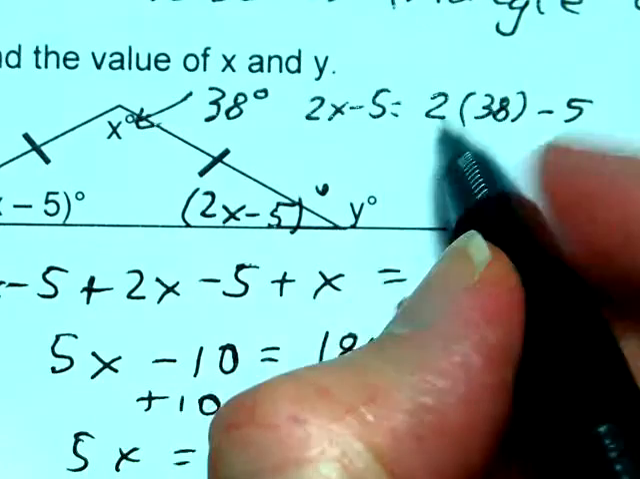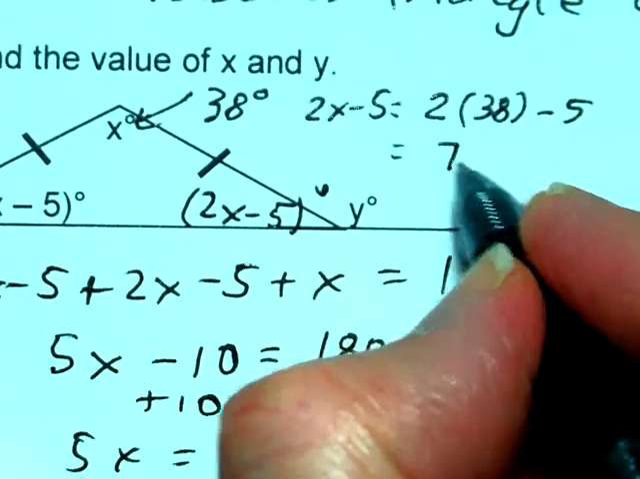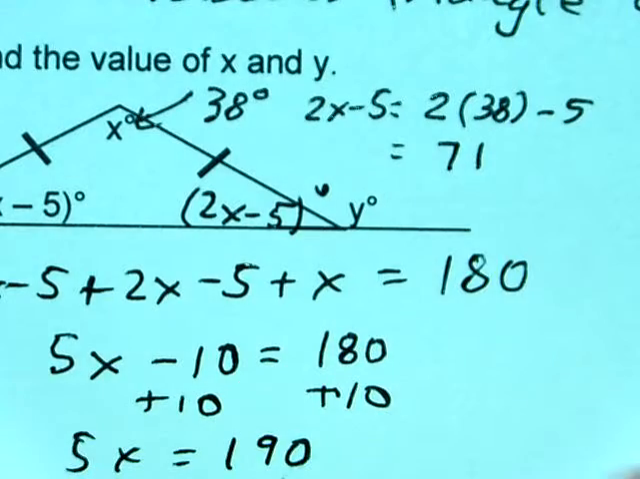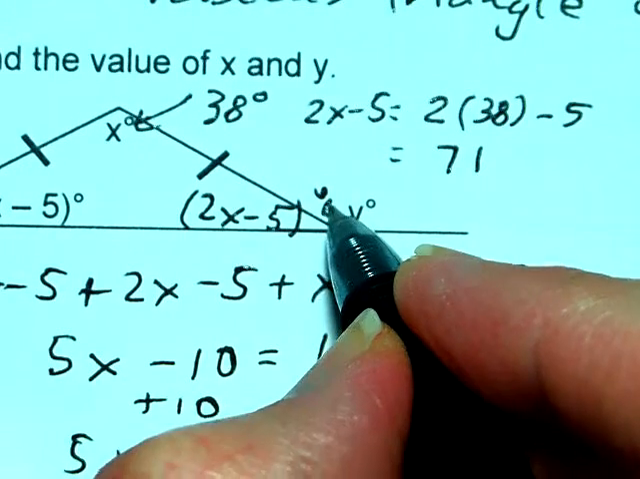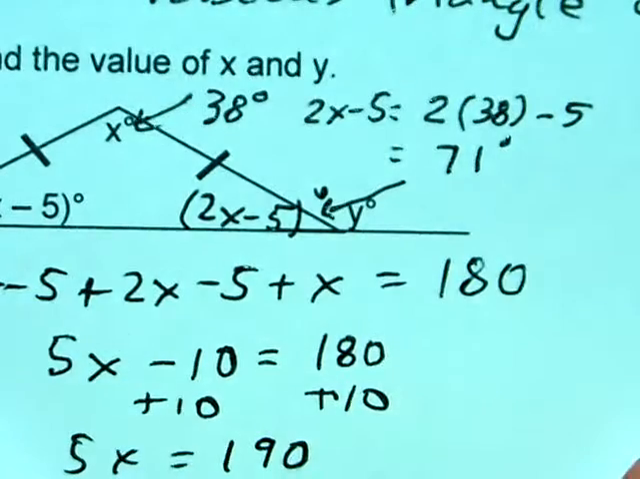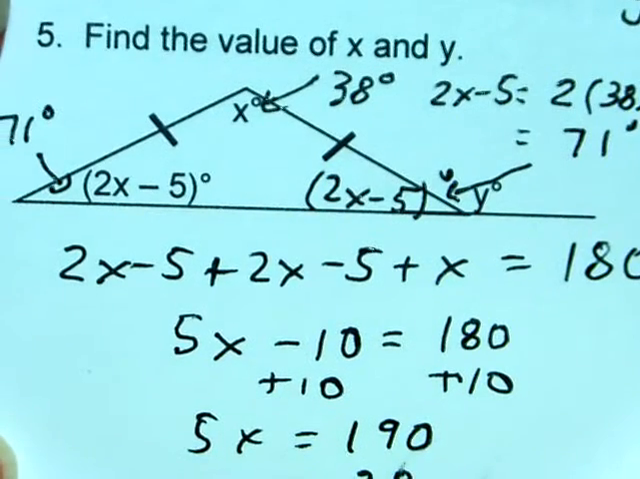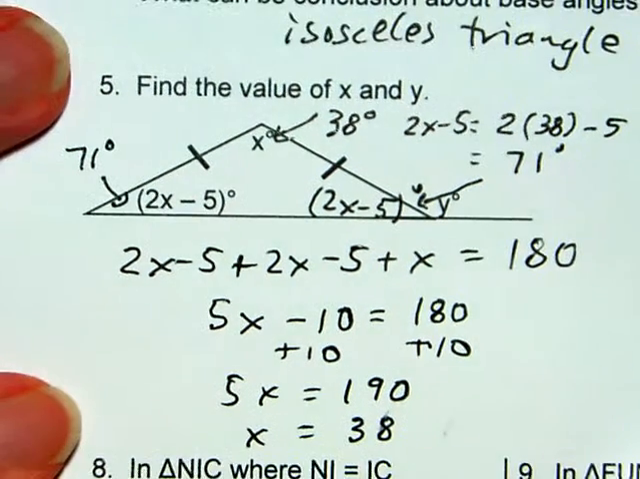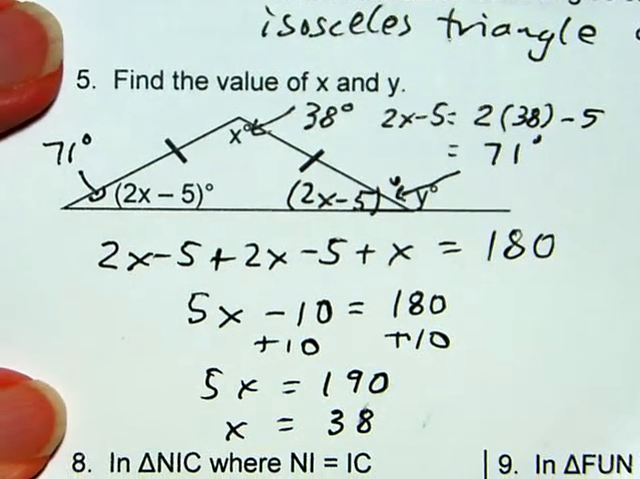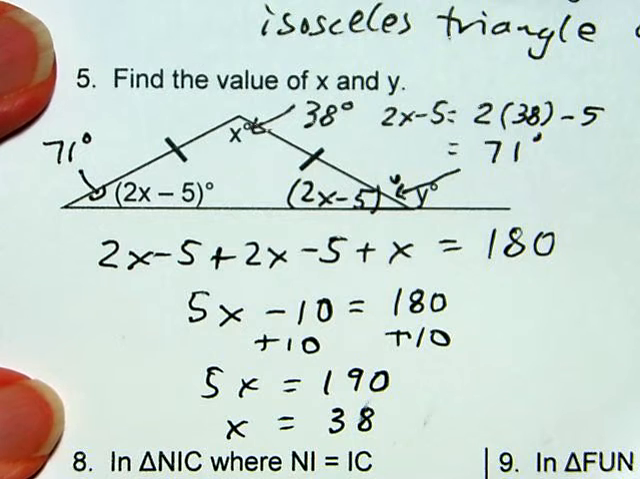Okay, so that means that our base angles are each 71 degrees and 71 degrees. Does that look right? Well, 71 plus 71 is 142, and 142 plus 38 is 180. So yes, it all looks right.